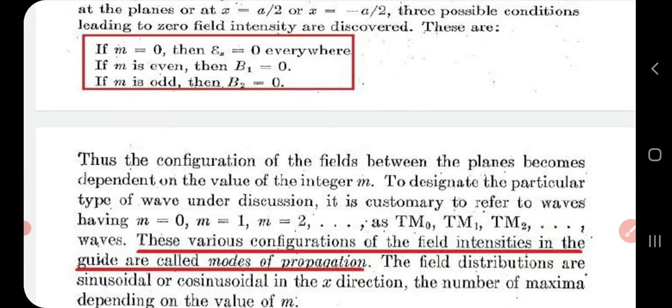Now the configuration of field between the planes depends on the value of the integer m, and we can designate the wave as per the value of m. That is, for m equal to 0 we call it as TM0 wave, for m equal to 1 we call it as TM1 wave, for m equal to 2 we call it as TM2 wave. So depending upon the value of m, we can designate the wave. These various configurations of field intensity in the guide are called modes of propagation.